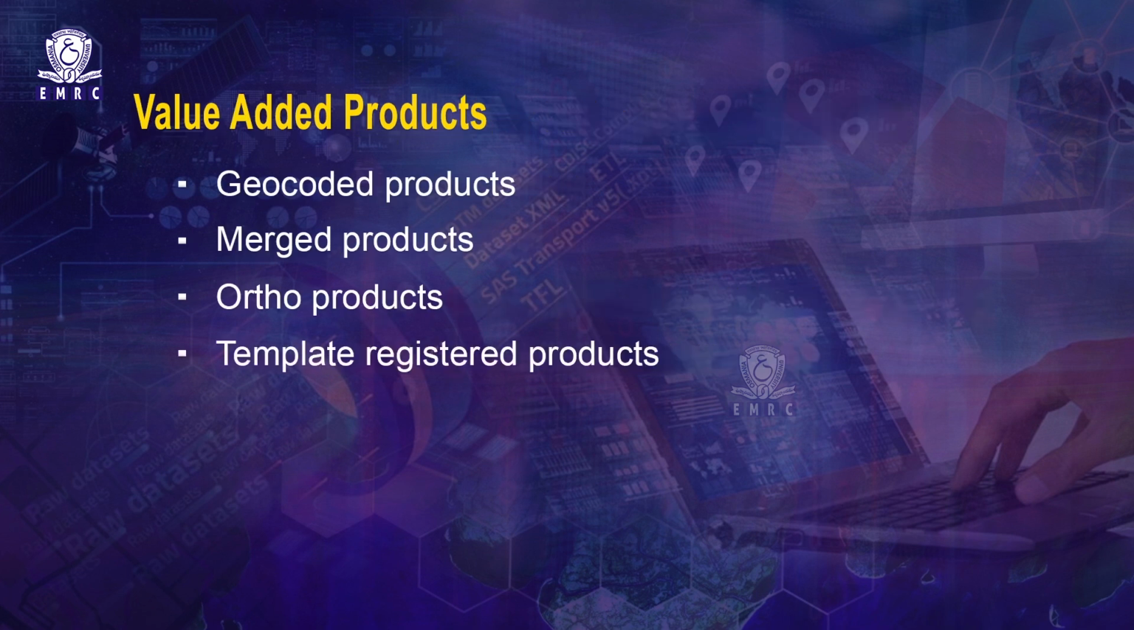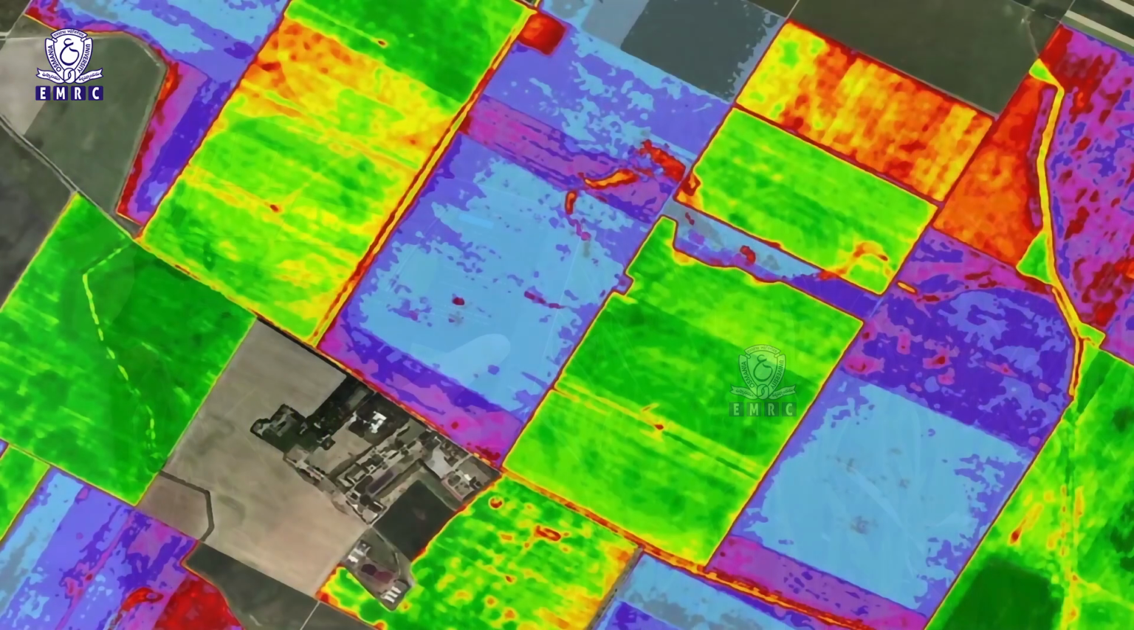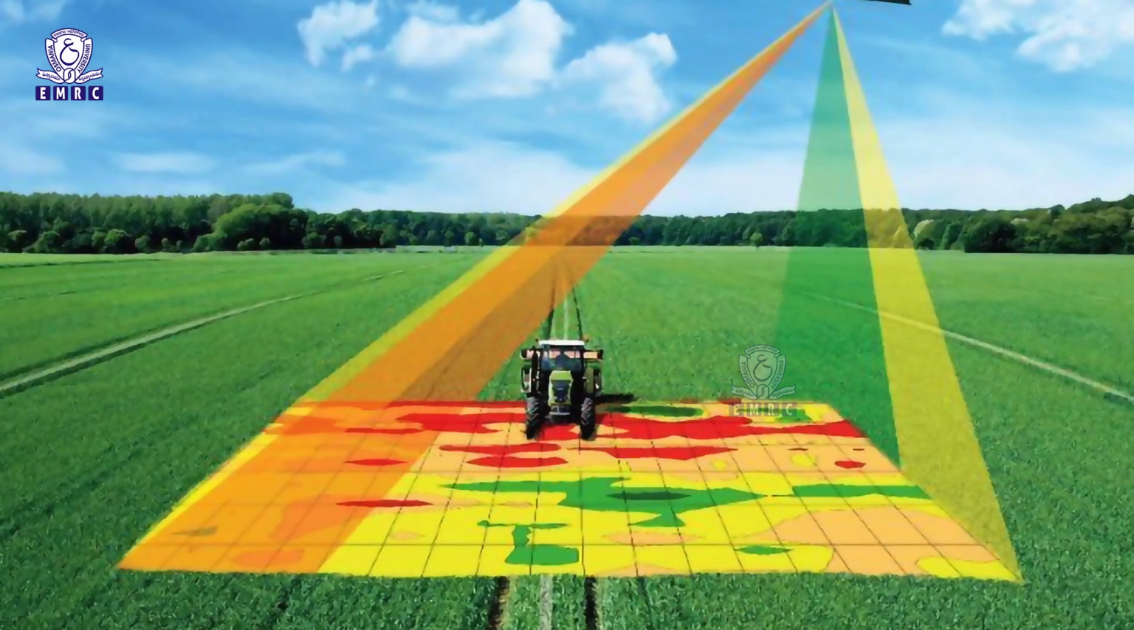Template registered products. In specific cases such as the study of crops and their monitoring, data of the same area having similar geometric fidelity and temporal registration are required. Such data sets are called template registered products.